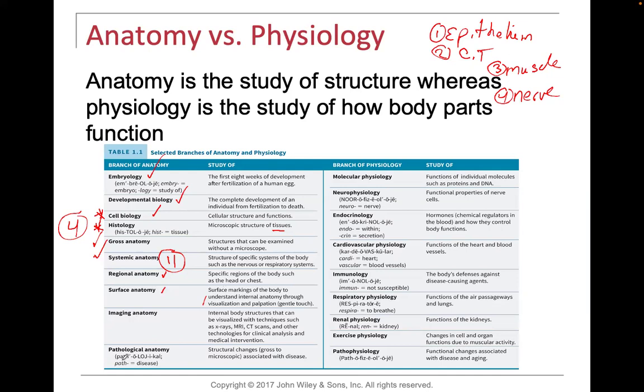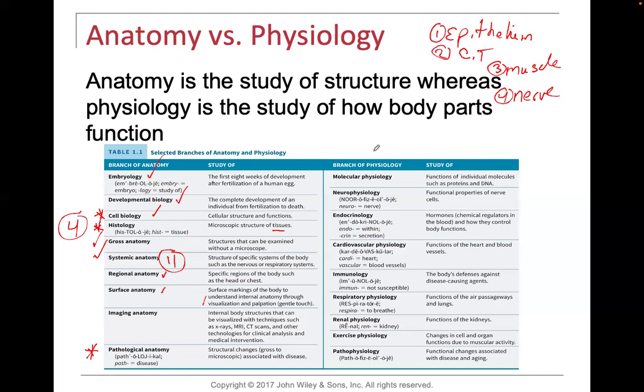And then there's imaging anatomy. And that, of course, requires diagnostic imaging, X-rays, MRIs, CAT scans, to be able to examine what's happening inside the human body. And this is all kind of normal anatomy. But pathological anatomy, this is like pathophysiology. This is looking at anything outside of the norm, right? That's pathology or the diseases.